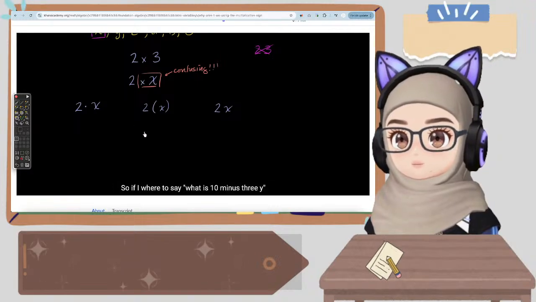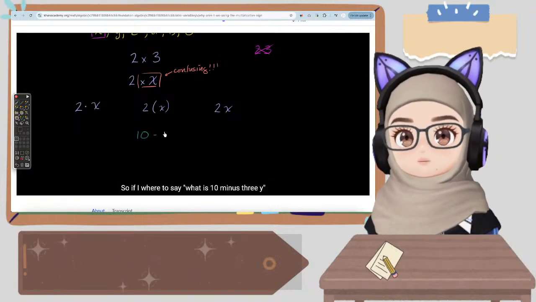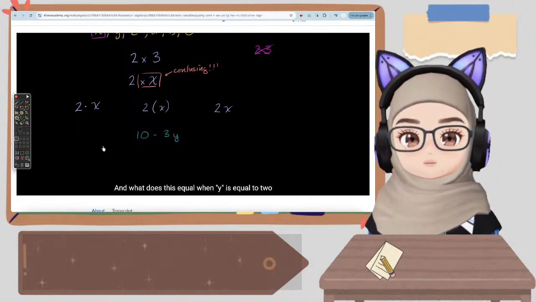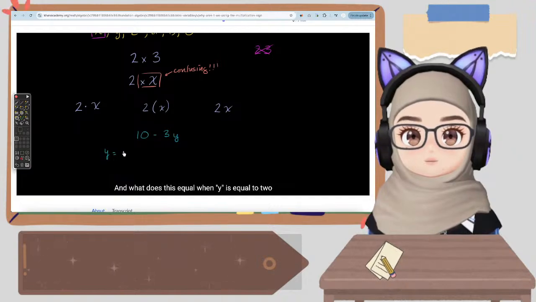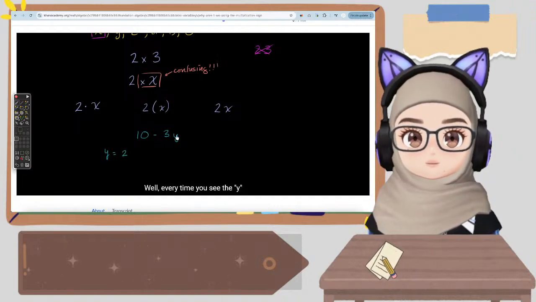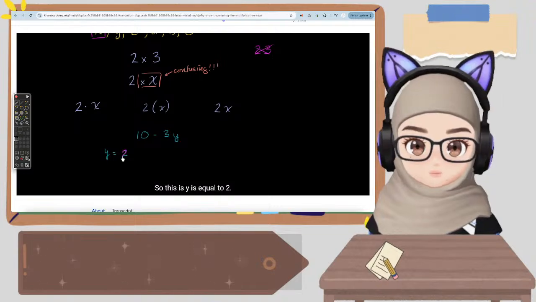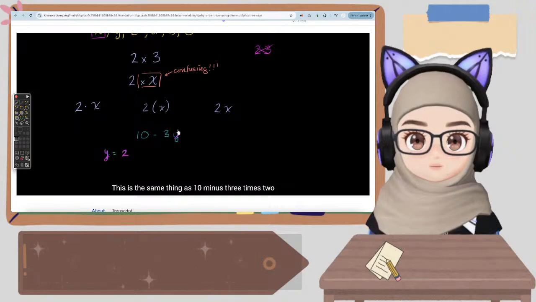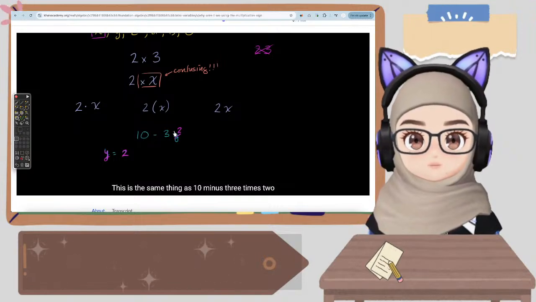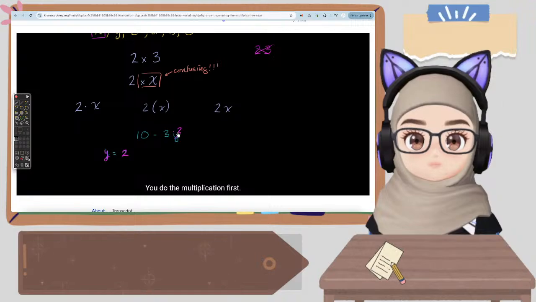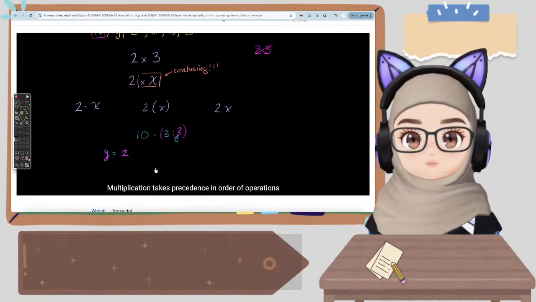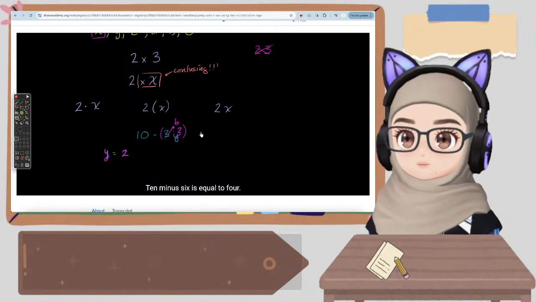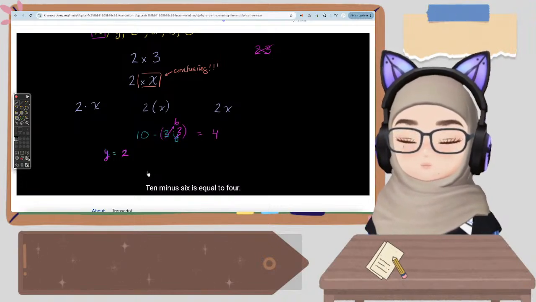So if I were to say, what is 10 minus 3y, and what does this equal when y is equal to 2? Well, every time you see the y, you'd want that 2 there. So this is when y is equal to 2. Let's set that y equal to 2. This is the same thing as 10 minus 3 times 2. You do the multiplication first. Multiplication takes precedence in order of operations. So 3 times 2 is 6. 10 minus 6 is equal to 4.